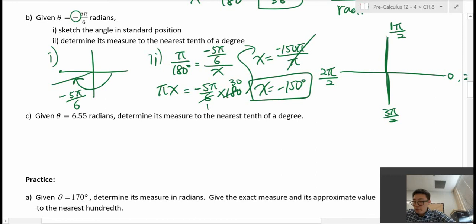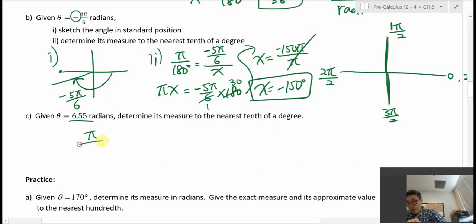Lastly, here, given theta is 6.55 radians. So notice this time theta is 6.55. It does not have to be written in terms of pi. Radians is again just an angle, so it's just a number. But we don't need to write it in terms of pi. So given that theta is 6.55, we're looking for this in terms of degrees.